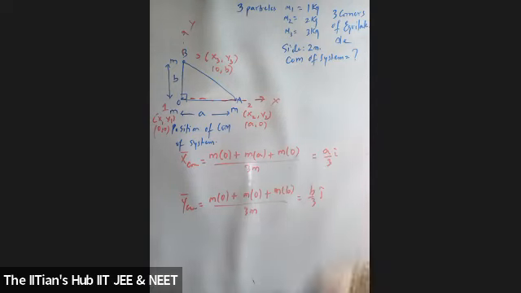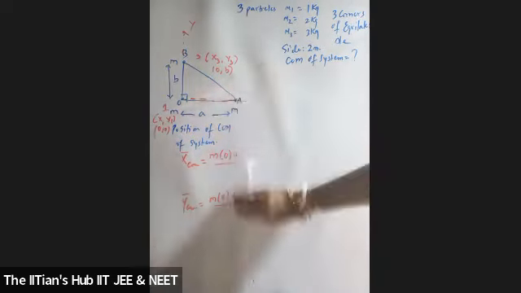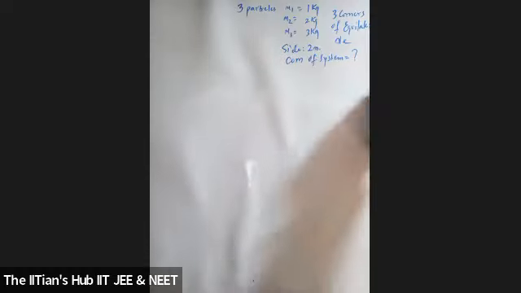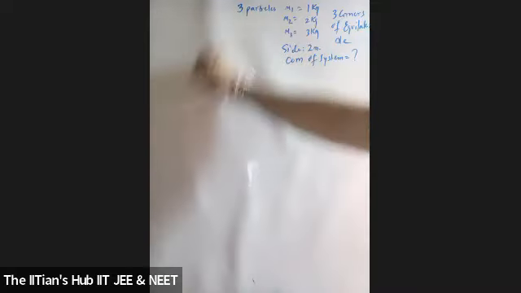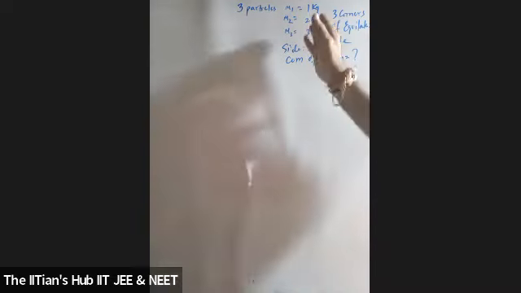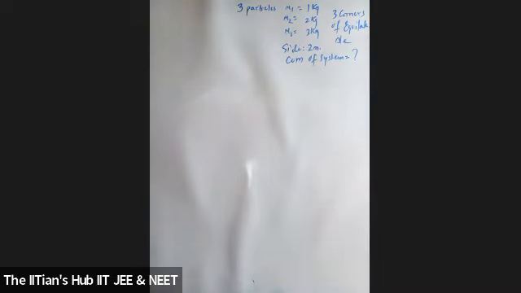So is the question clear? Three particles are given to you at 3 corners of an equilateral triangle. Masses are given to you as 1, 2, and 3. I'll give you the diagram accordingly in this case. Side is 2 meter. I want center of mass of the system.